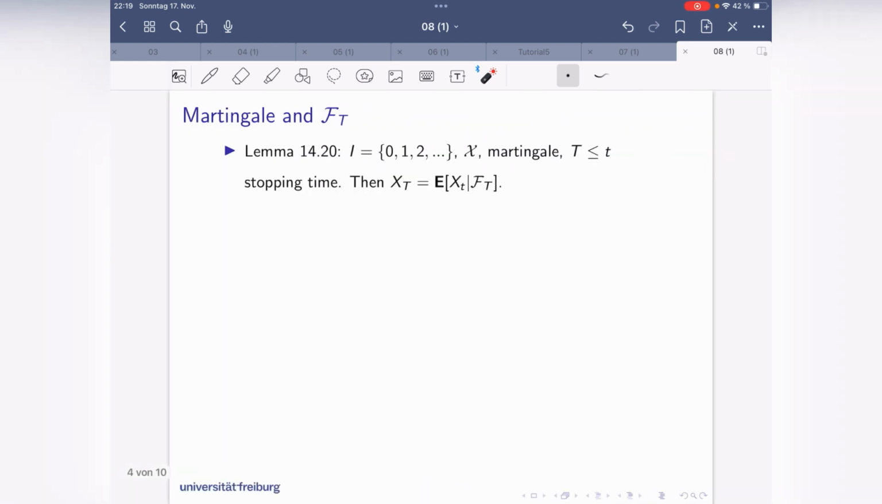That was our first result. Our second result is very much like what I introduced in the intro. We know if we would write here a small s instead of a capital T, and small s less or equal to small t, and if X is a martingale, then this is true. The question is, can we replace this fixed time small s by the random time big T, which is less or equal to small t? And the answer is yes, that is true.